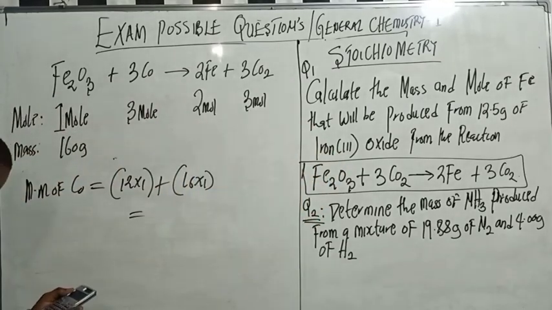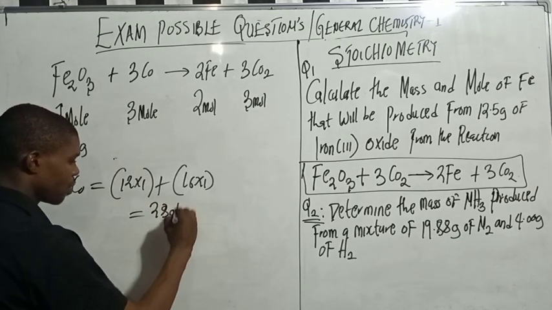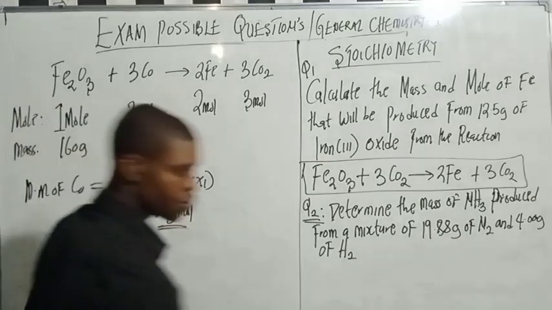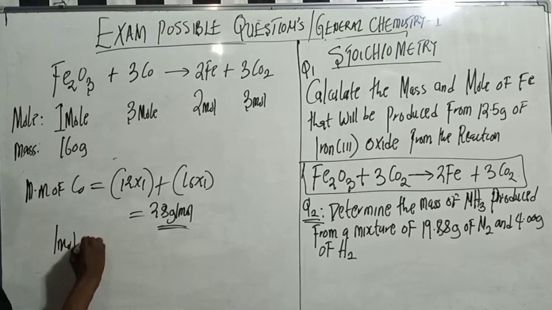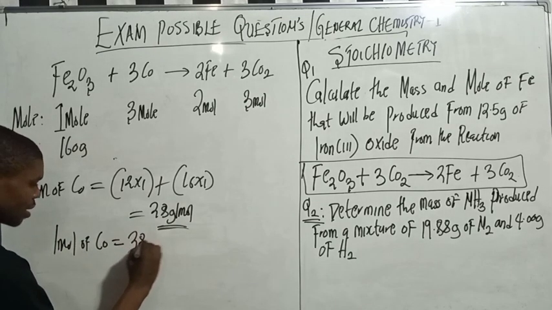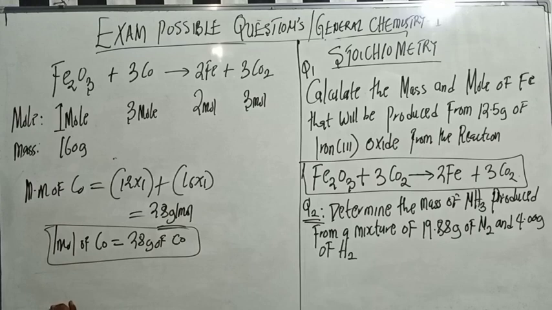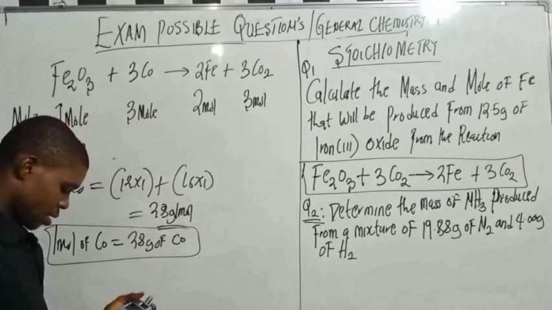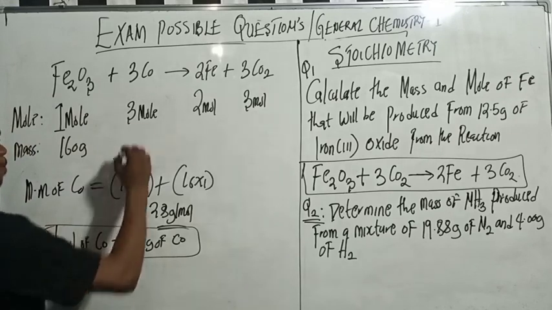So 12 times 1 plus 16 times 1. Here we have 28 gram per mole. What does it mean? It means that for every 1 mole of CO, I have 28 gram of CO. That is the meaning. So how many moles do you have here? Here we have 3 moles. So it would be 3 times 28. Here we have 84.